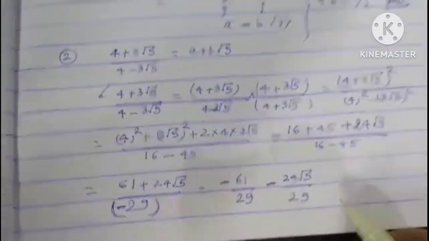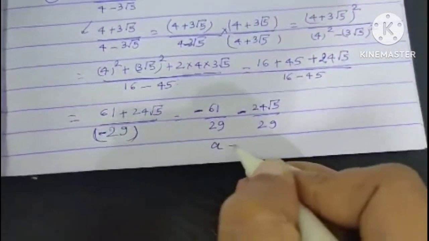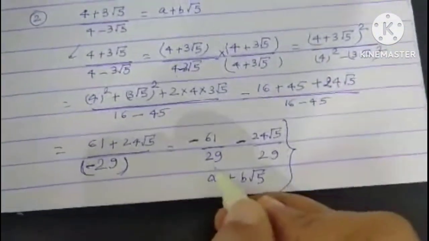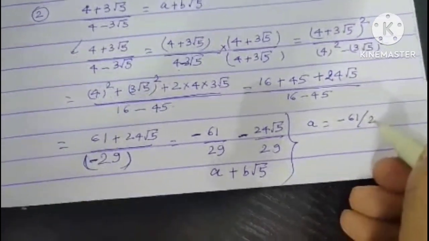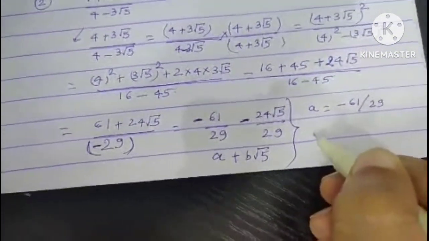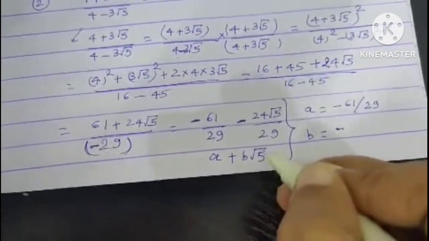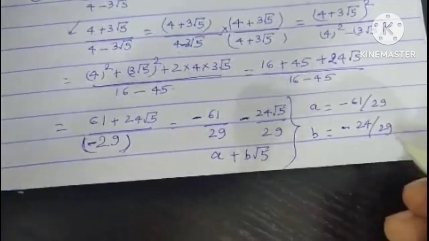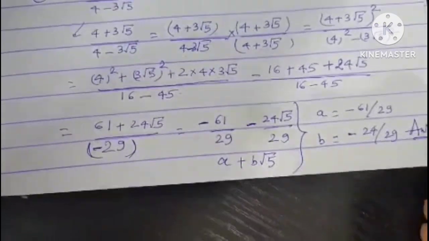Now you compare this with what we have been given, a plus b root 5. In the place of a you will get minus 61 by 29, and in the place of b you will get minus 24 by 29. Minus 61 by 29 and minus 24 by 29, this will be our answer.